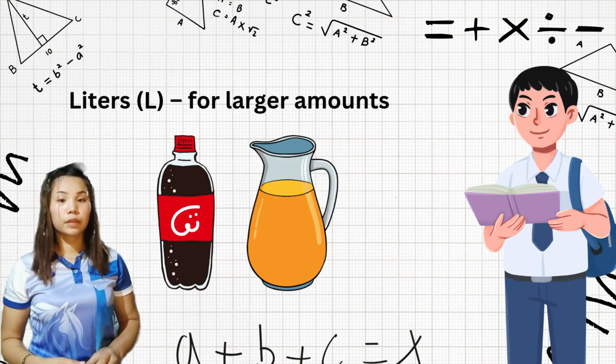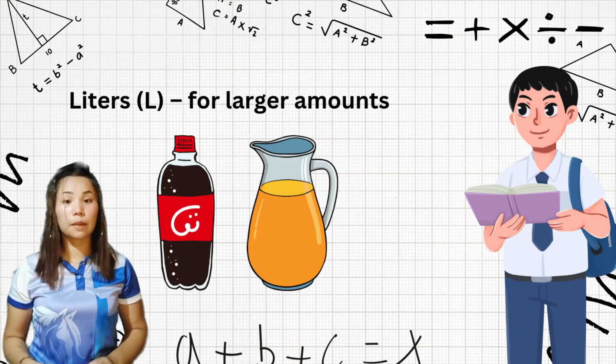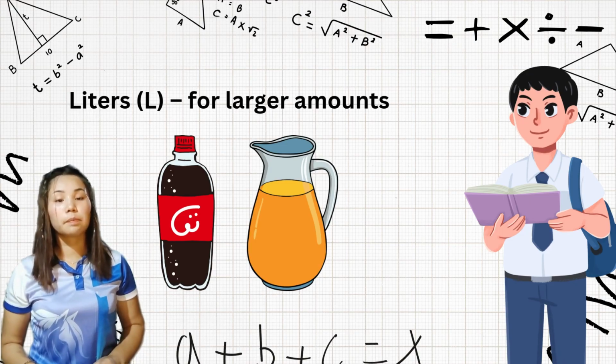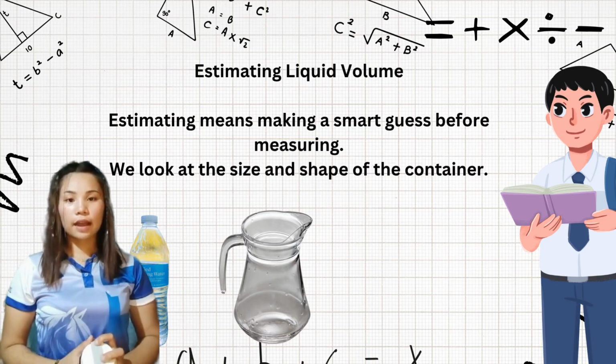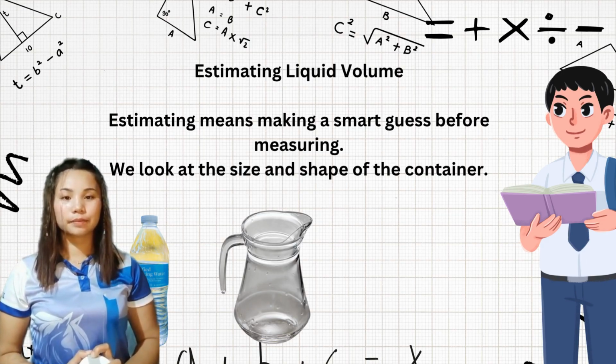For liter, it is the measurement for larger amounts of liquid, like a pitcher of juice or a bottle of soda.